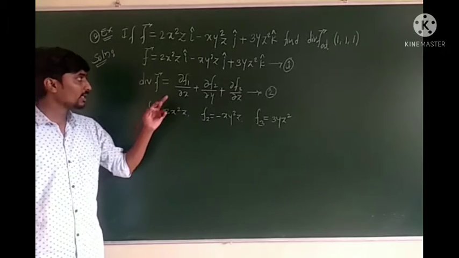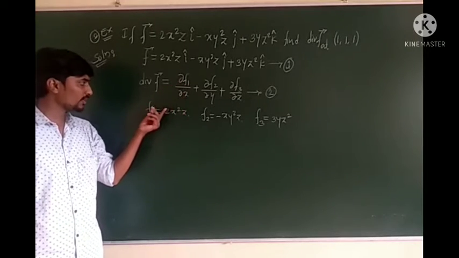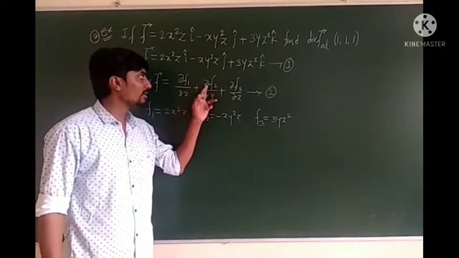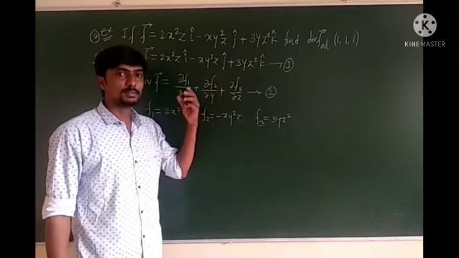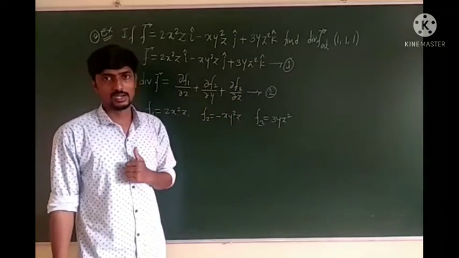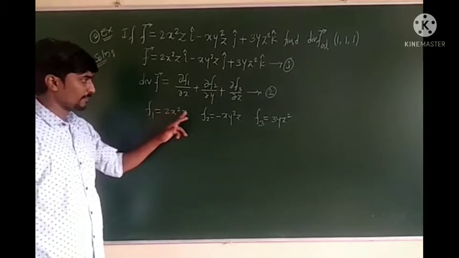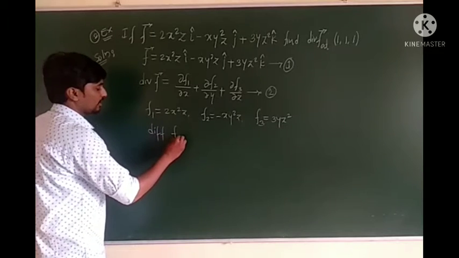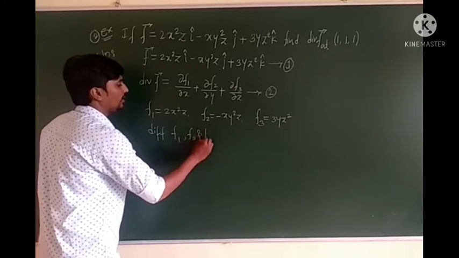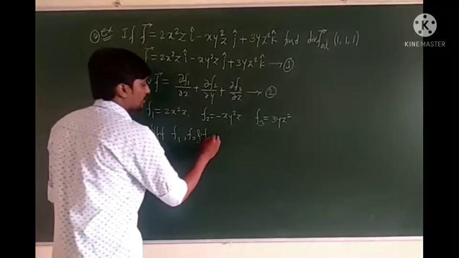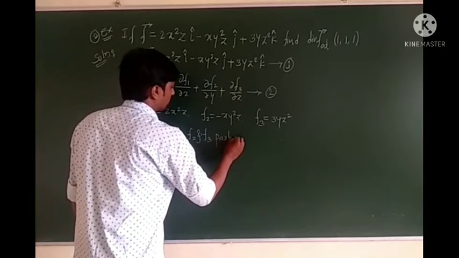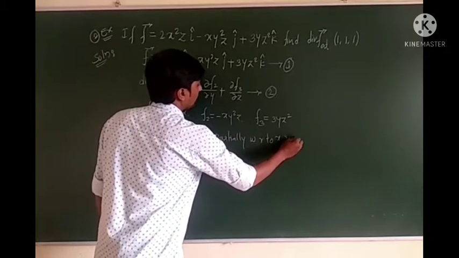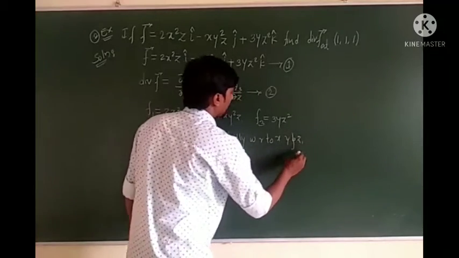Now here we have ∂f1 by ∂x, which means differentiation of f1 with respect to x partially. Therefore we also have differentiation of f2 with respect to y partially. Similarly in the third case also. So differentiate f1, f2 and f3 partially with respect to x, y and z respectively.